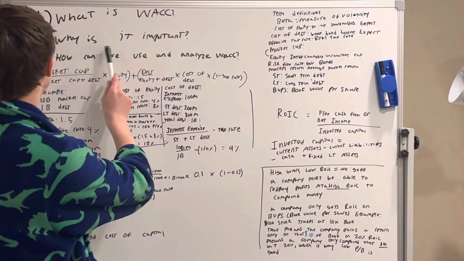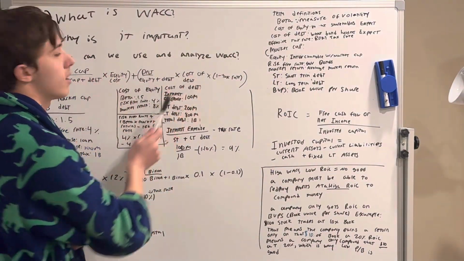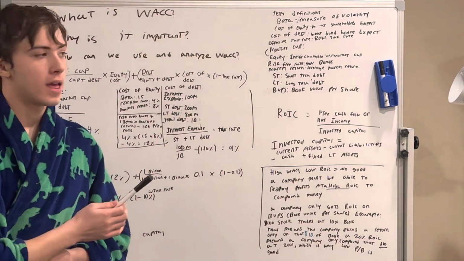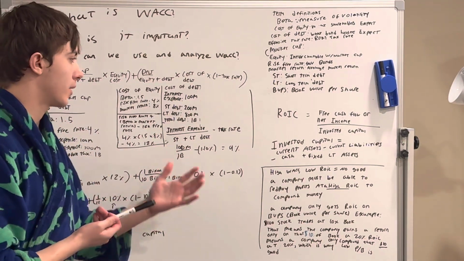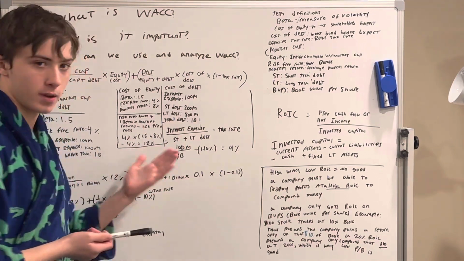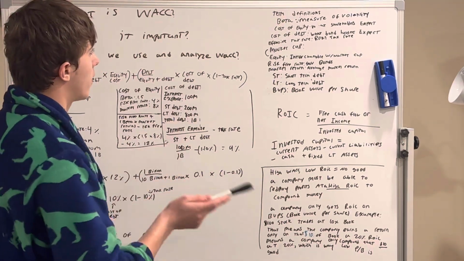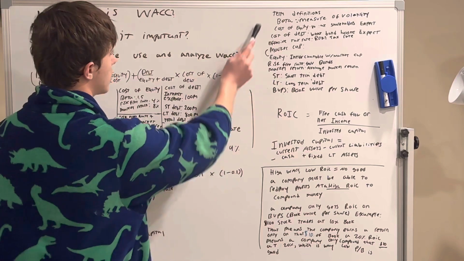What is WACC? Why is it important? How can we use and analyze WACC? WACC stands for weighted average cost of capital, and it tells us how much it costs a company to borrow from the public and from debt. All the definitions are right here if you have any trouble with them.